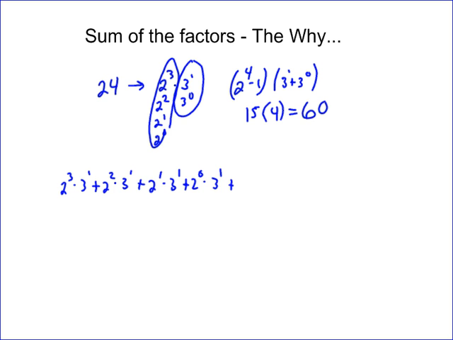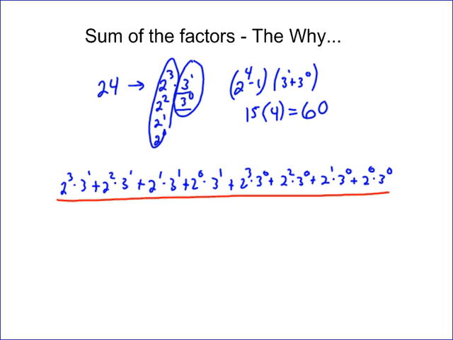And then we're going to add that to, well, that takes care of all the 3 to the first, so then we do 3 to the zeros. So 2 to the 3 times 3 to the 0 plus 2 to the second times 3 to the 0 plus 2 to the first times 3 to the 0, and then finally 2 to the 0 times 3 to the 0. So these are all the factors, right? If you went through and listed them out, that gives you all the factors.